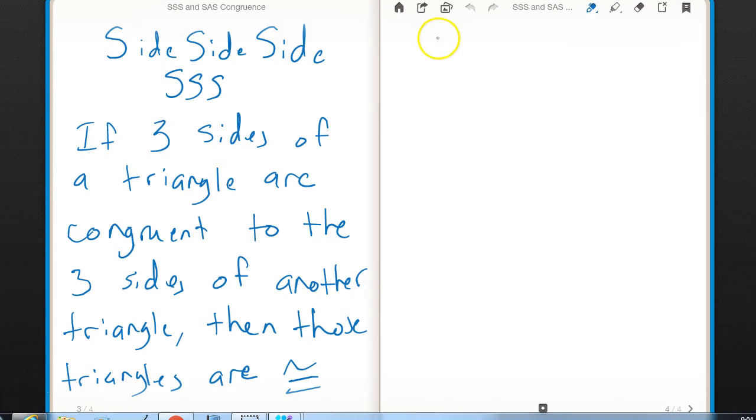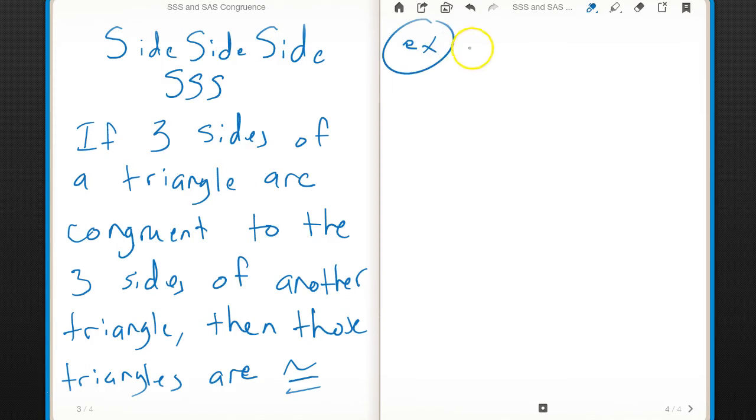Alright, so there's two types of ways you're going to get this type of question on your work. The first type is going to be very simple. It would just be two triangles with a lot of little marks on it, and you have to figure out if they're congruent and how.